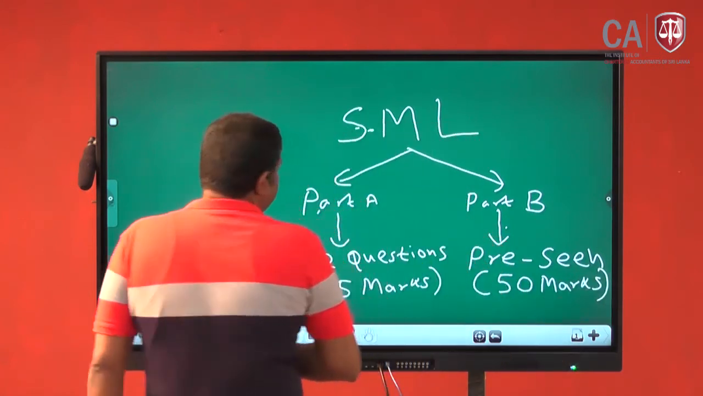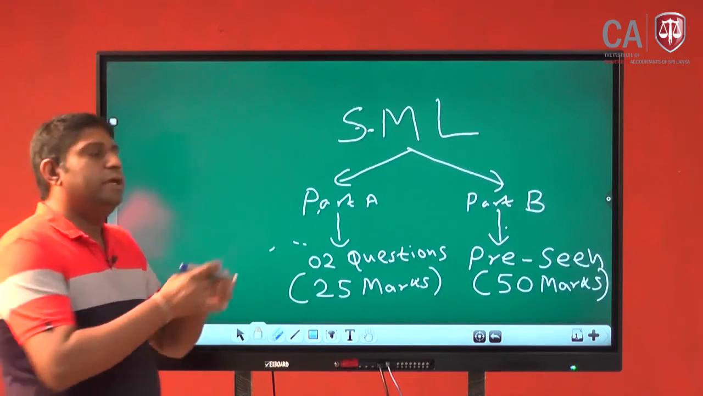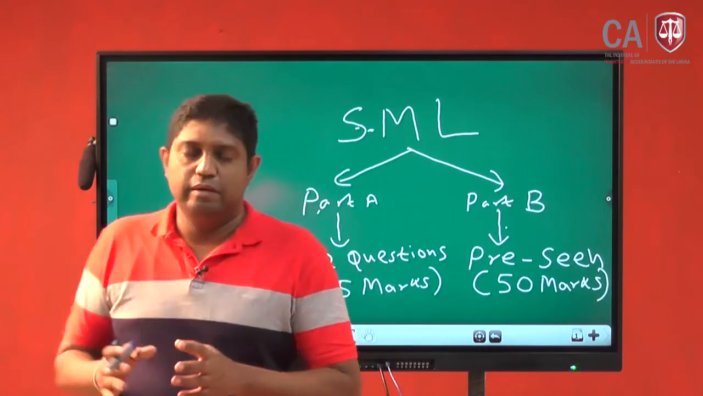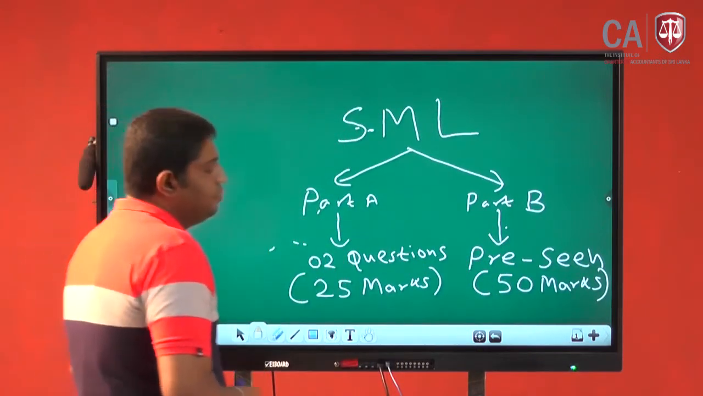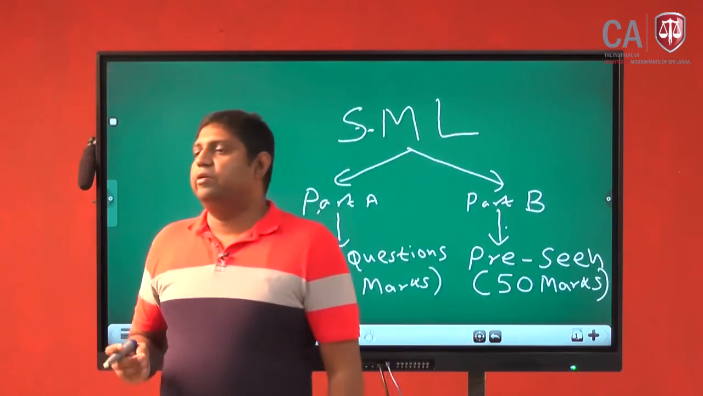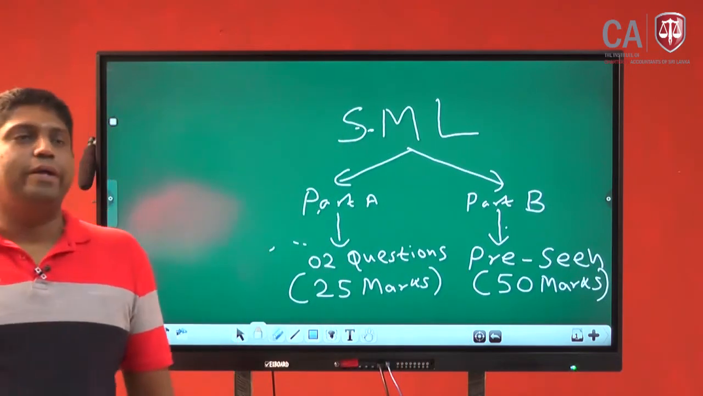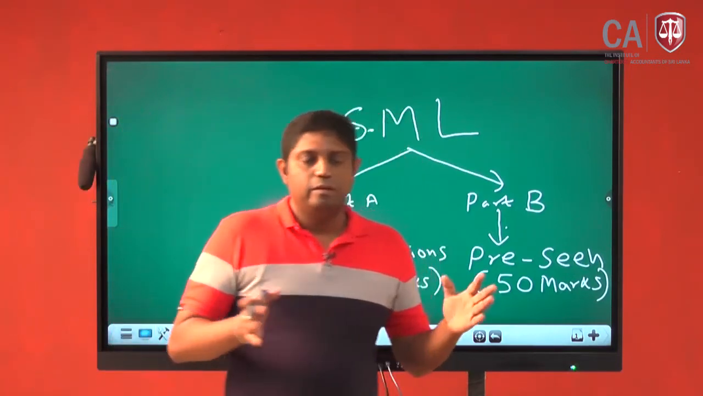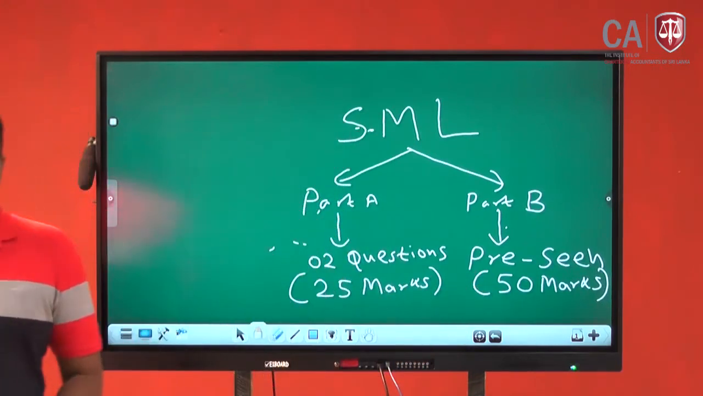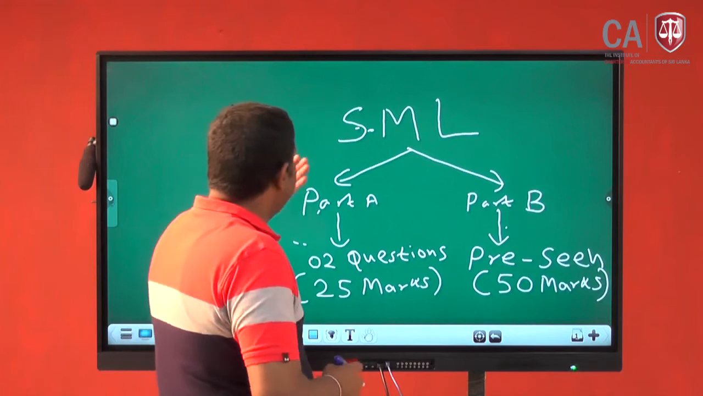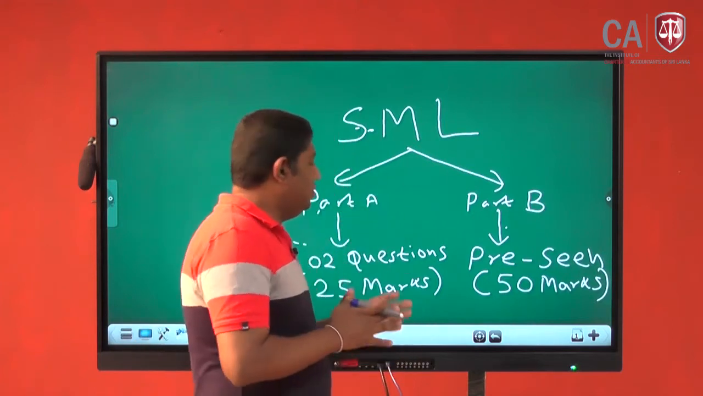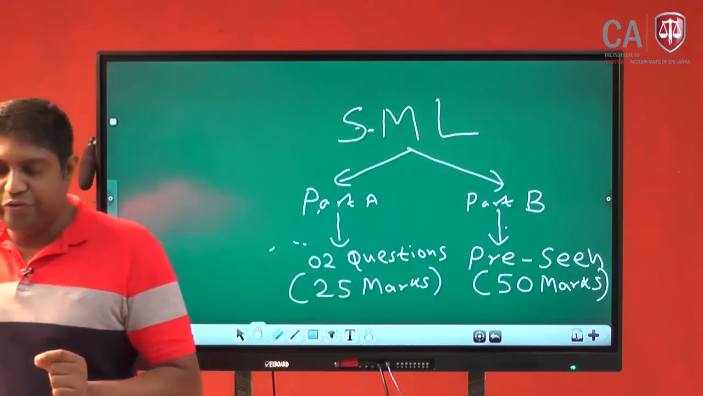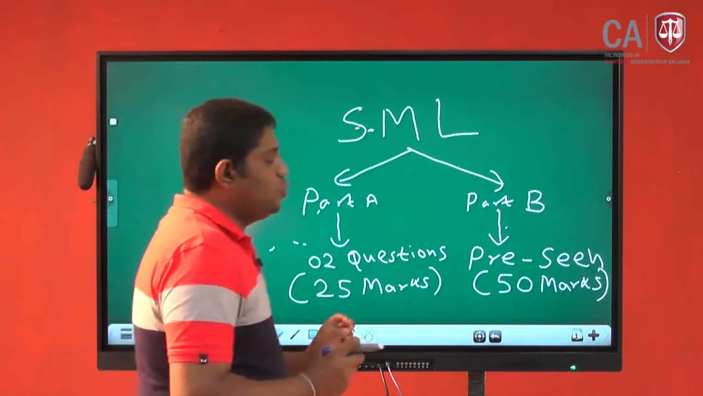It carries 50 marks. So the nature of the paper also has complicated this paper to some extent. Why am I saying that? There are some contributing factors. Now, if you look at this Part A, it consists of two questions, each question carrying 25 marks.